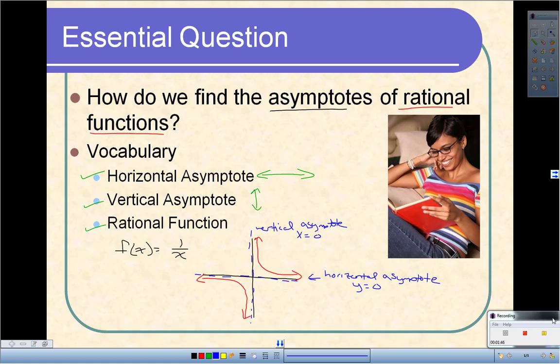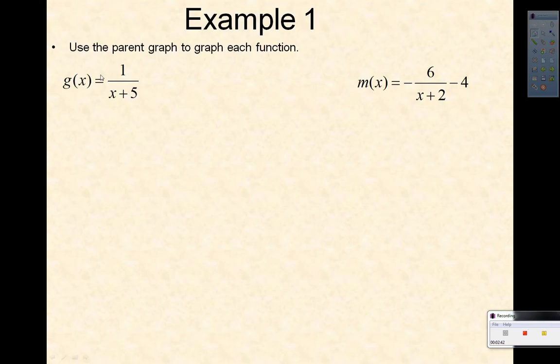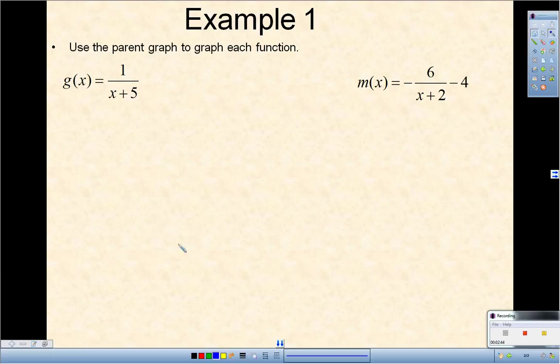So let's go ahead and look at our first example. For the first example, there are two separate problems here. It says use the parent graph to graph the function. Both of these are rational functions. So I'm just going to remind us that the actual parent function for the rational function is this. Now whenever we do these graphs, it doesn't have to be exact. I just want to get an idea of what these graphs look like.